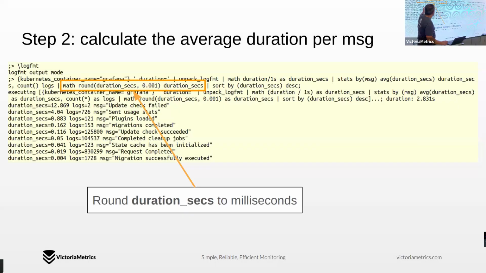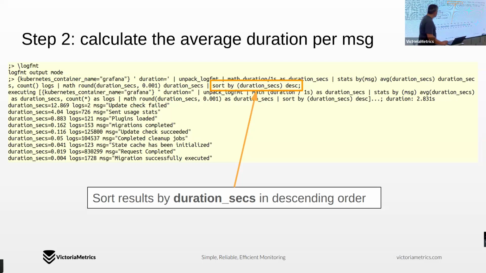After that, the duration seconds fields were rounded into milliseconds and sorted in descending order of these seconds. And the results are here. You can see that the longest duration is for the update check failed message. The average duration is 12 seconds. And the lowest duration is for some migration successfully executed message, and the duration is 4 milliseconds. And you can see the number of logs for each duration. In the last case, it's around 2,000 logs.